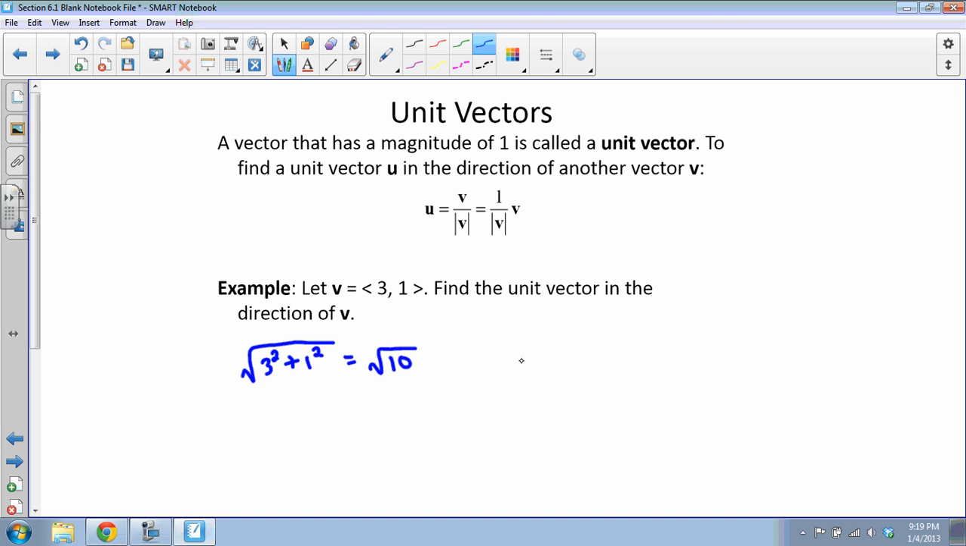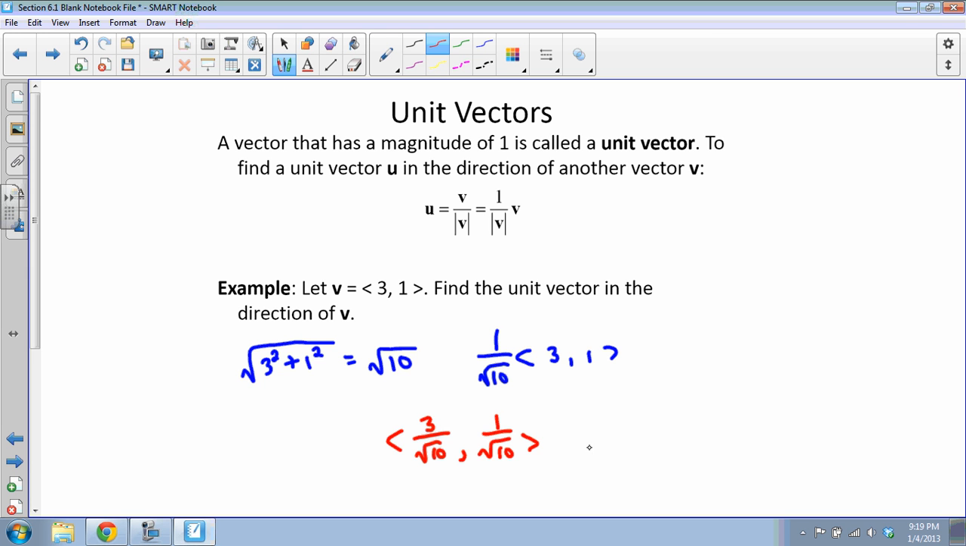Technically we don't have any sort of scalar division defined for vectors. So what we're really doing is taking the reciprocal of the square root of 10, which is 1 over the square root of 10, and multiplying that by our original vector, 3, 1. That gives us 3 over the square root of 10, comma, 1 over the square root of 10.